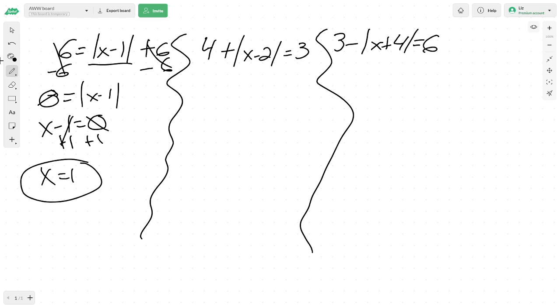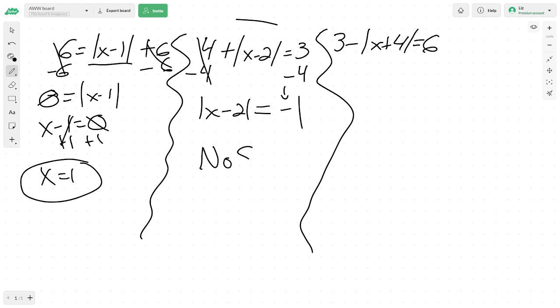Let's look and see what happens over here. I'm going to subtract 4 from both sides to isolate my absolute value. These cancel out, and it equals -1. If you remember, we cannot get an absolute value of a number and have it be a negative. So because of this negative sign right here, after we isolated the absolute value, we now know there's no solution. We cannot take the absolute value of something and get a negative number.